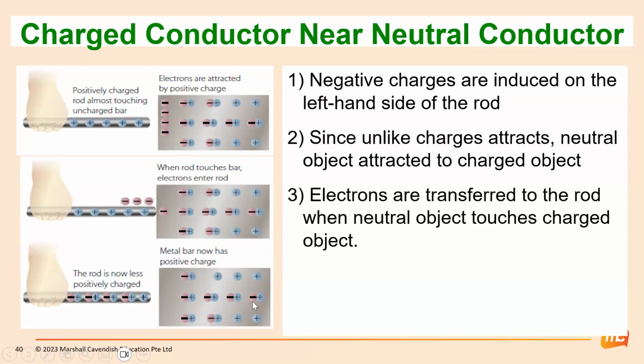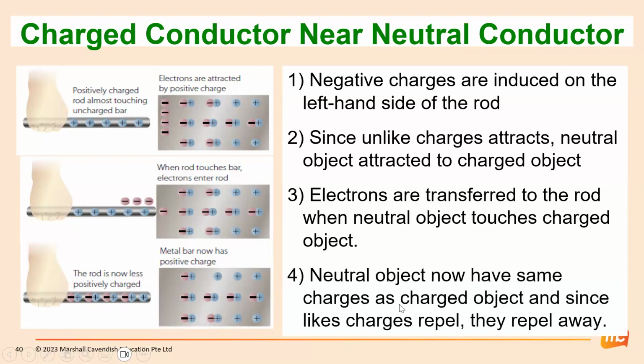But the metal bar, on the other hand, loses electrons. Electrons actually move out of it. So now it's no longer neutral. This metal bar now has a positive charge. So once electrons transfer, the neutral object becomes positively charged as well. It has the same charge as the rod. The rod is positive, the metal bar is positive as well. So now, since they have the same charge, based on the law of charges, like charges repel, they will actually repel away from each other.